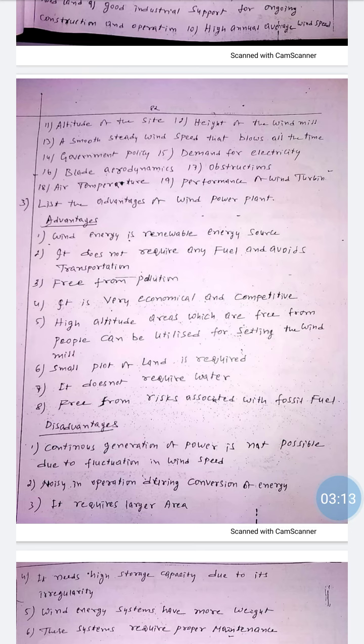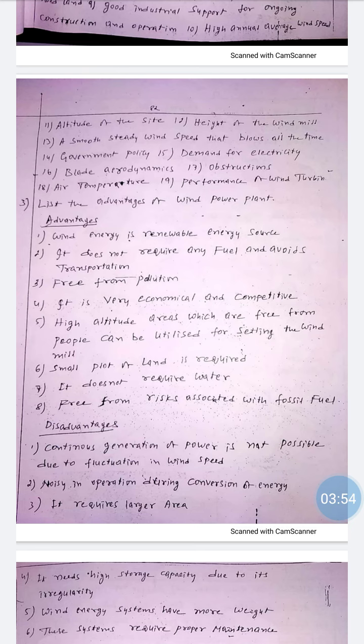List the advantages of wind power plant. Advantages: wind energy is a renewable energy source. It does not require any fuel and avoids transportation. Free from pollution. It is very economical and competitive. High altitude areas which are free from people can be utilized for setting up the windmill. A small plot of land is required. It doesn't require water. Free from risks associated with fossil fuel.